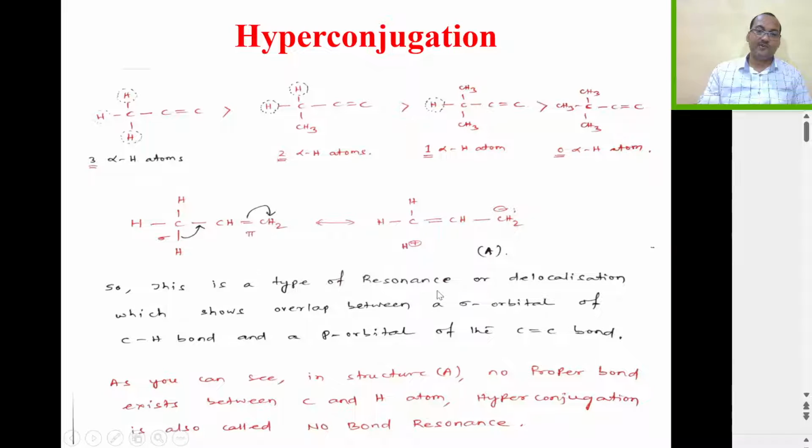This is a type of resonance or delocalization which shows the overlap between a sigma orbital of a C-H bond and the p orbital of the carbon-carbon double bond. As you can see, in structure A, no proper bond exists between the carbon and hydrogen atom. This carbon and this hydrogen, this proton, has no proper bond. That's why hyperconjugation is called no bond resonance.